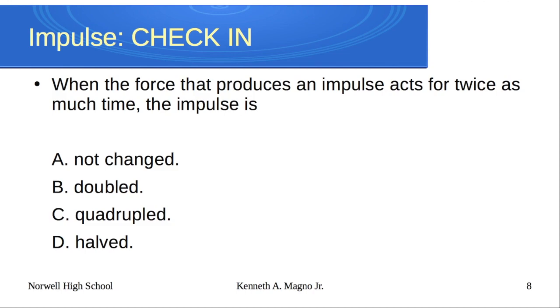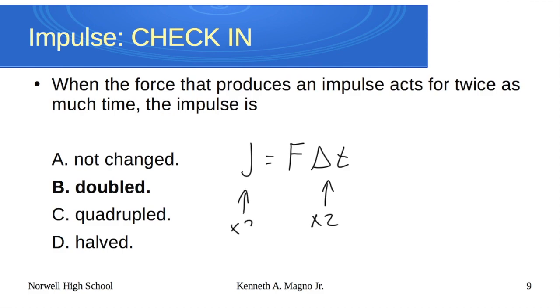So here's another quick check-in. When the force that produces an impulse acts for twice as much time, the impulse is not changed, doubled, quadrupled, or halved. Okay, so the answer is it's doubled, right? So if we define J as F delta t, again, if time goes up by a factor of 2, the impulse will go up by a factor of 2.